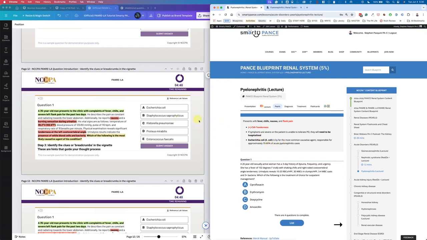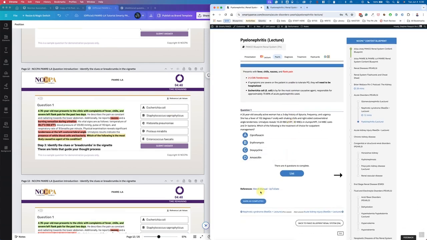There's our answer right there. I can choose this and I can move on. Now, if you want to do a search outside of Smarty PANCE, you certainly can. If you're not sure about an answer, I have links down here, which I really love, and they'll take you to resources. I like UpToDate, although UpToDate is very big and it's hard to get refined results quickly.